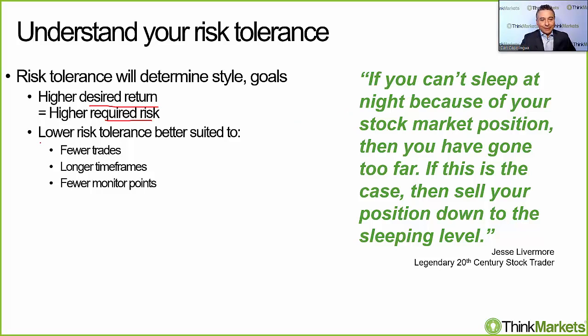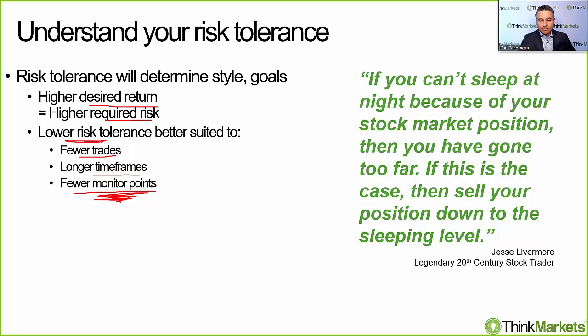Lower risk tolerance is better suited to fewer trades, longer time frames, and fewer monitor points, and it goes the other way. If you've got a higher risk tolerance, you can take more trades, have a shorter time frame, and greater monitor points. Monitor points are probably the key one here, because the more you look at the market, the more likely you are to make mistakes because of emotional responses. The more you look at the markets, the more emotional you get, and the worse your investing becomes. So look at the market fewer times, have a longer term time frame, and make fewer trades if you've got a lower risk tolerance.